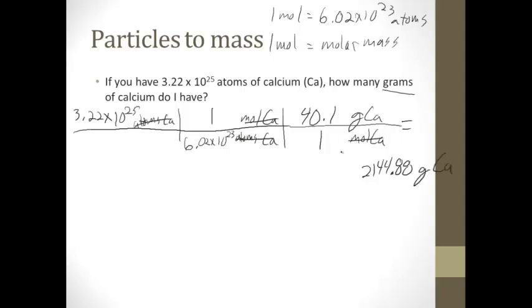Now, if you're in my honors classes, CP, just don't listen to this for a second. If you're in my honors classes, you must do sig figs. This has 3 sig figs. This has 3. These ones are infinite sig figs because it's exactly 1. This has 3. So our answer can only have 3. So your answer in honors will be 2,140 grams of calcium. Okay?